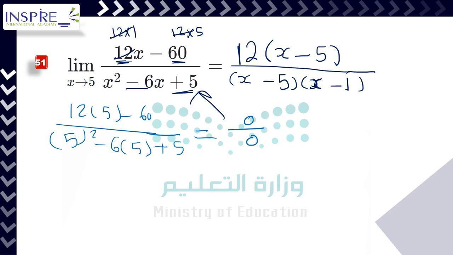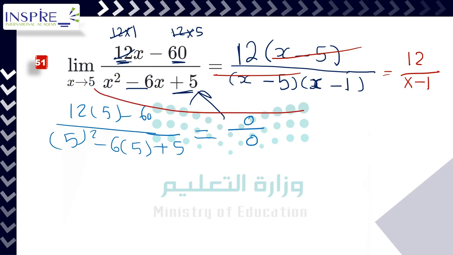Okay. Here's the part that makes our function give an undetermined quantity. It's x minus 5. I will cancel it up and down, and I come up with 12 over x minus 1. What I would do next is the first step again: I will substitute with 5. It will be 12 over 5 minus 1, which is 12 over 4, which is equal to 3. So the limit is equal to 3.